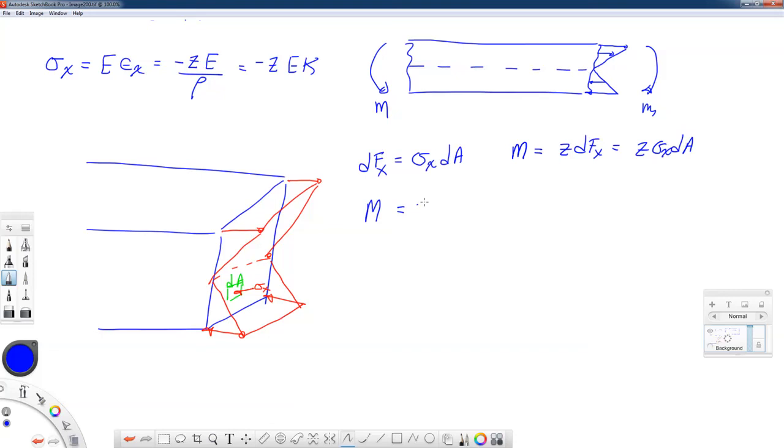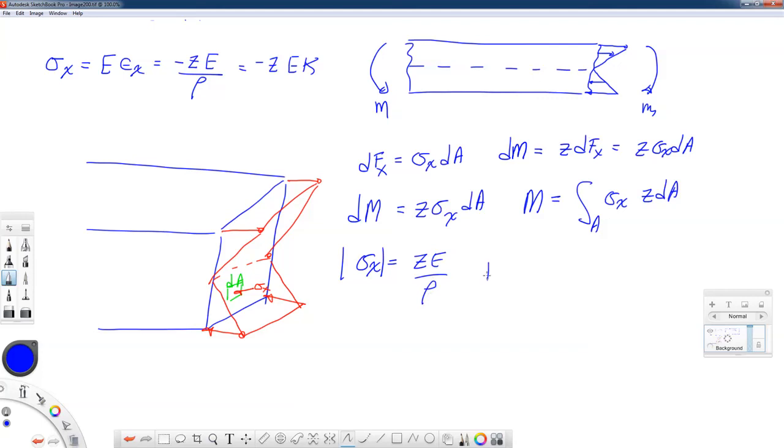Right, so a little bit of the moment is equal to z sigma x dA. If I want the entire moment, I have to integrate it over the area. So I have the integral of sigma x times z dA. But I know what my equation for sigma x is. My sigma x equation in magnitude is z E over rho. So that means that my moment equation is going to be an area integral of E over rho times z squared dA.